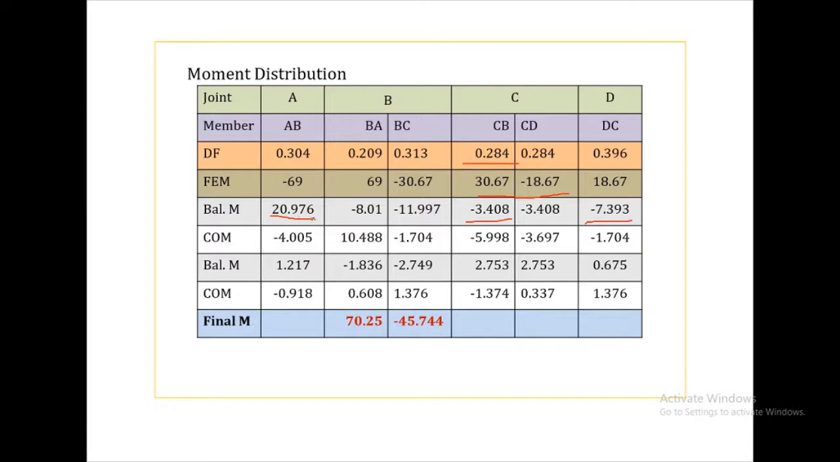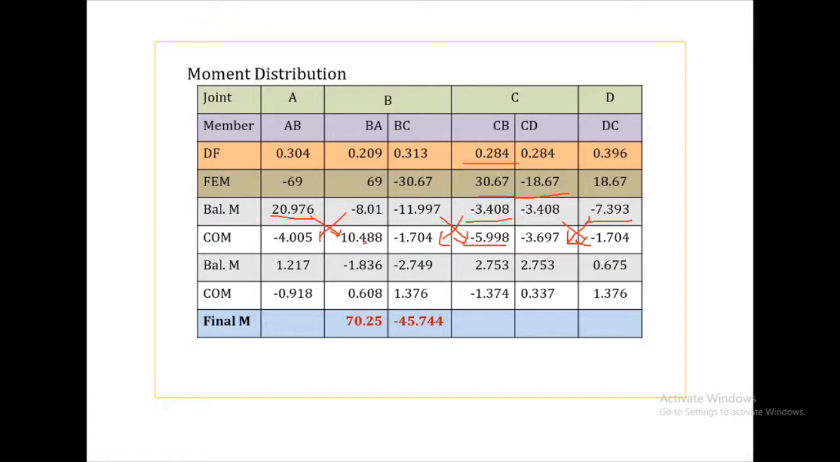So 20.976 divided by 2 is 10.488, and then minus 8.01 divided by 2 will get minus 4.005. Then minus 11.997 divided by 2 will give us minus 5.998 and minus 3.408 divided by 2 will give us minus 1.704. And then again minus 3.408 divided by 2, minus 7.393 divided by 2. And then again we'll perform the same balancing operation once more, then carry over moment, and then we'll calculate the final moment.